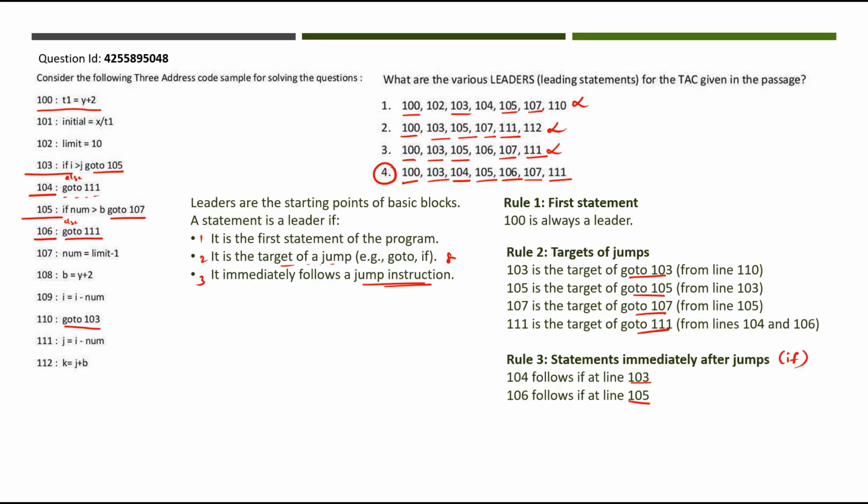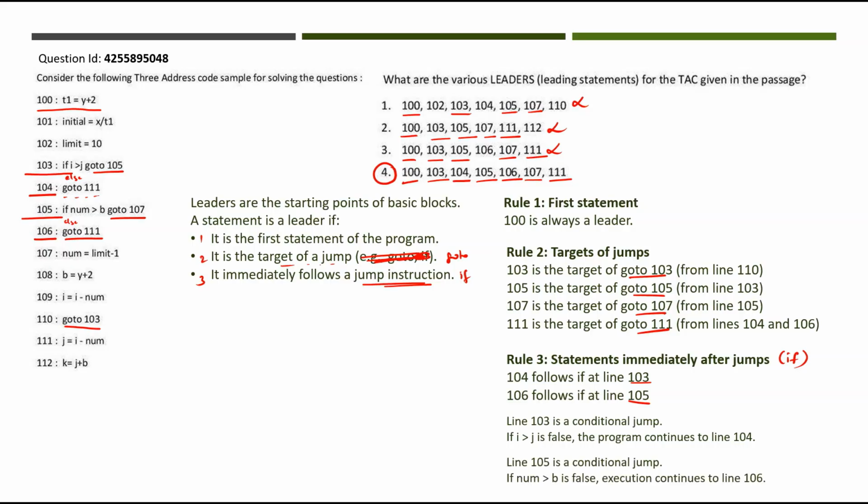Consider only go to here and consider if here. Line 103 is a conditional jump. If I greater than j is false, the program continues to line 104. Similarly, line 105 is a conditional jump. If num is greater than b is false, the execution continues to line 106. That is what I told. It is like the else part. That's why we are including 104 and 106.